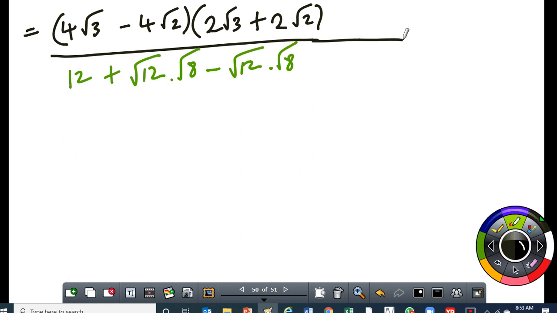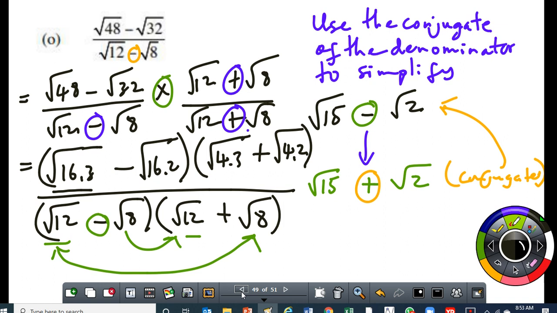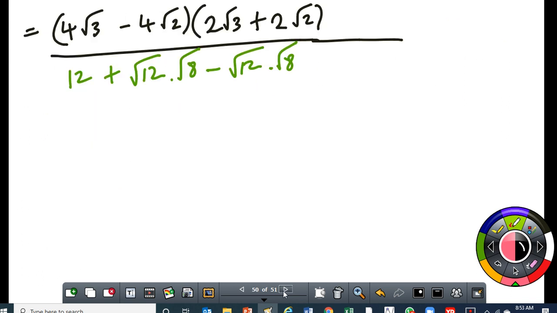Then the last term is going to be minus square root of 8. It's this one here. It's going to be minus square root of 8 times positive square root of 8. Now that will give us a negative 8 because of that minus. Okay? So I'm going to end up getting minus 8. Like that.